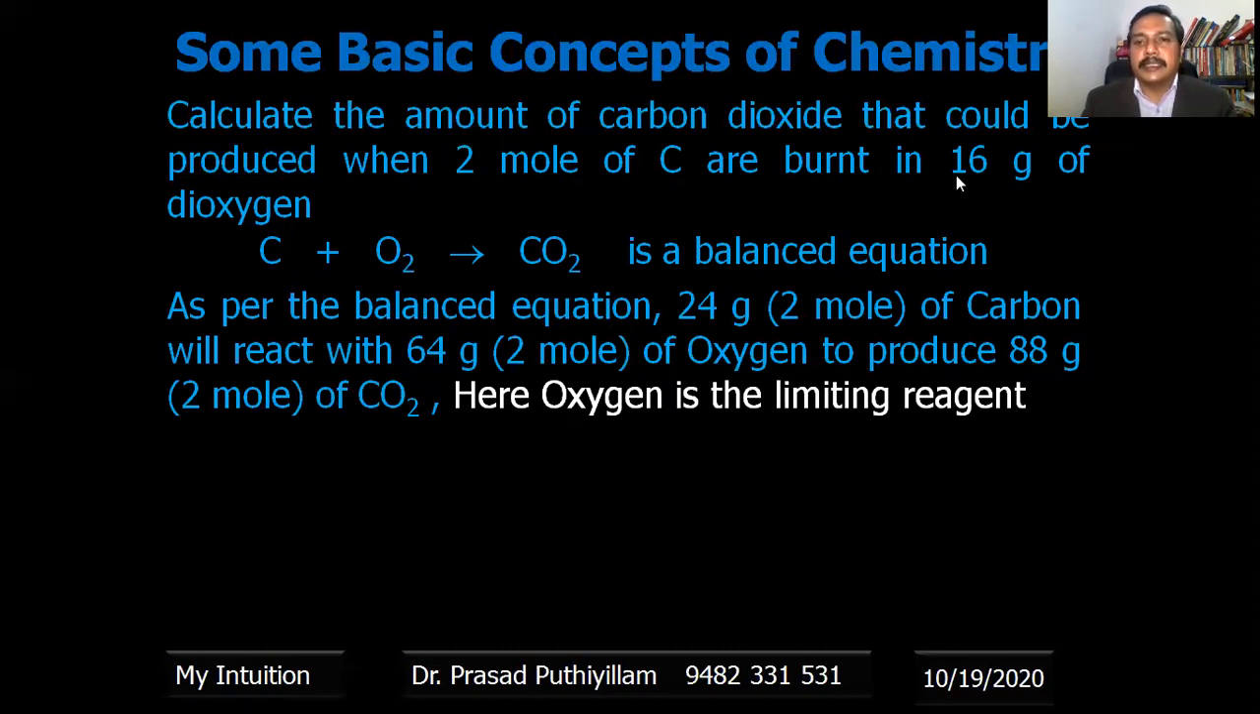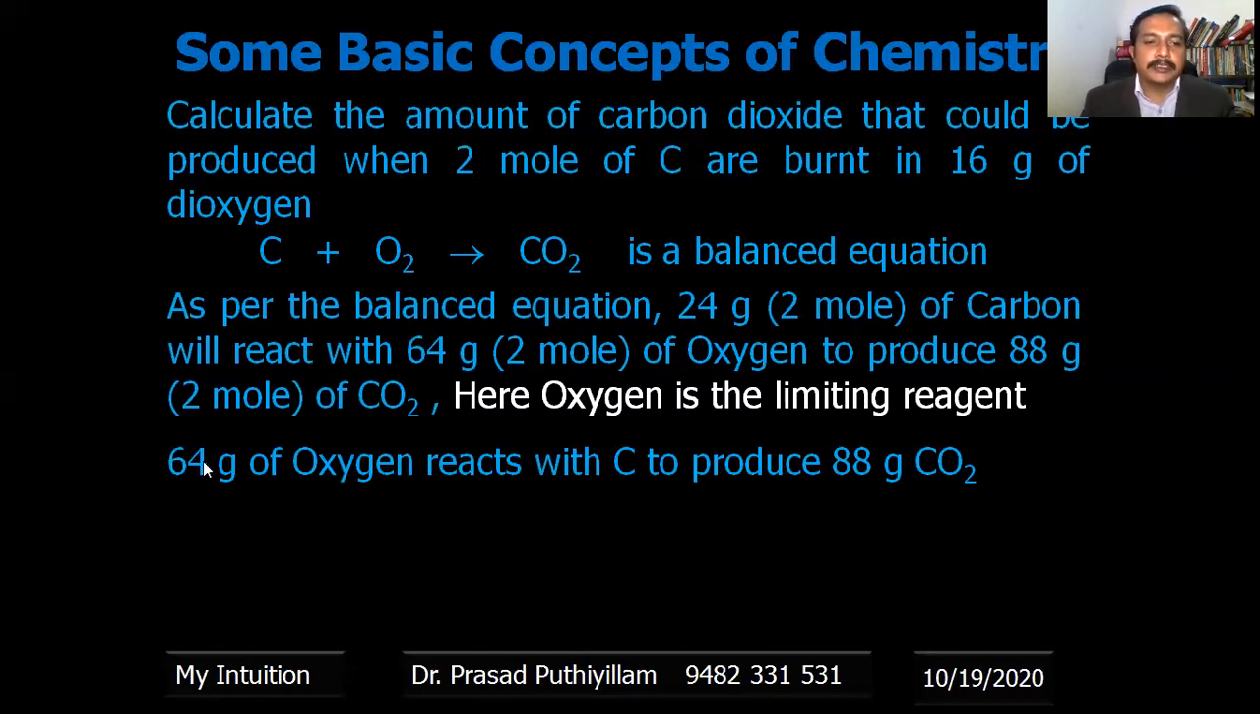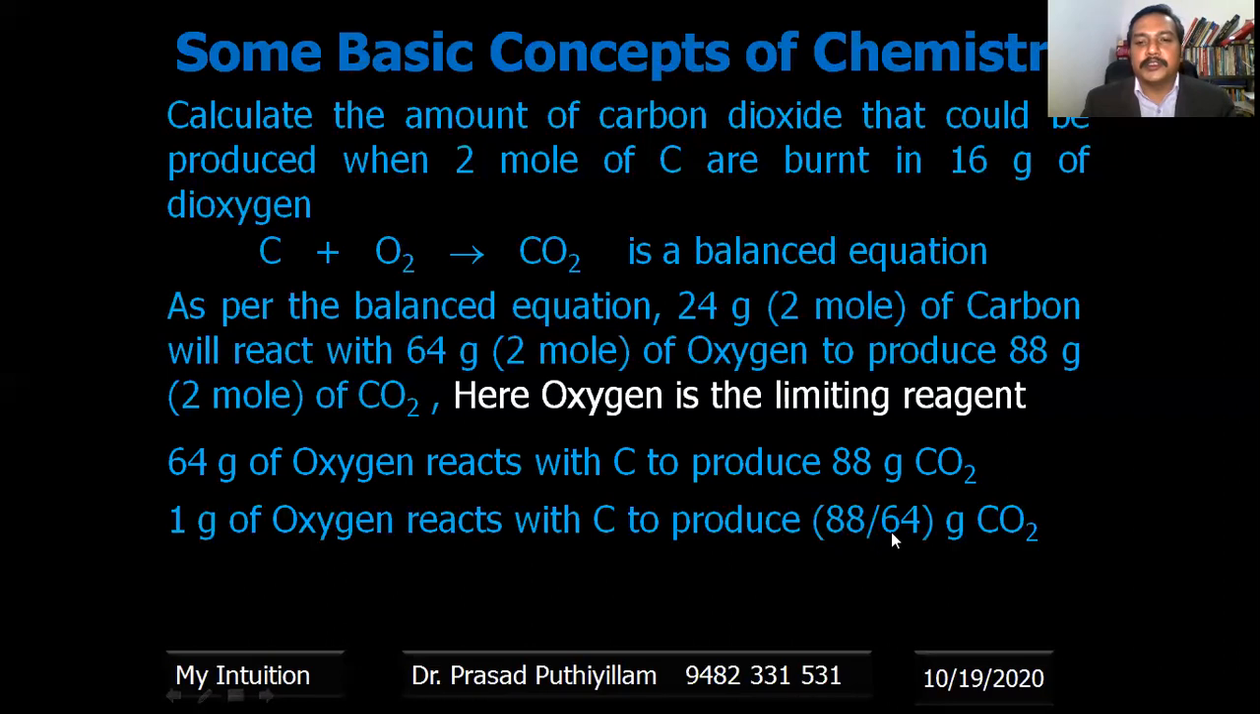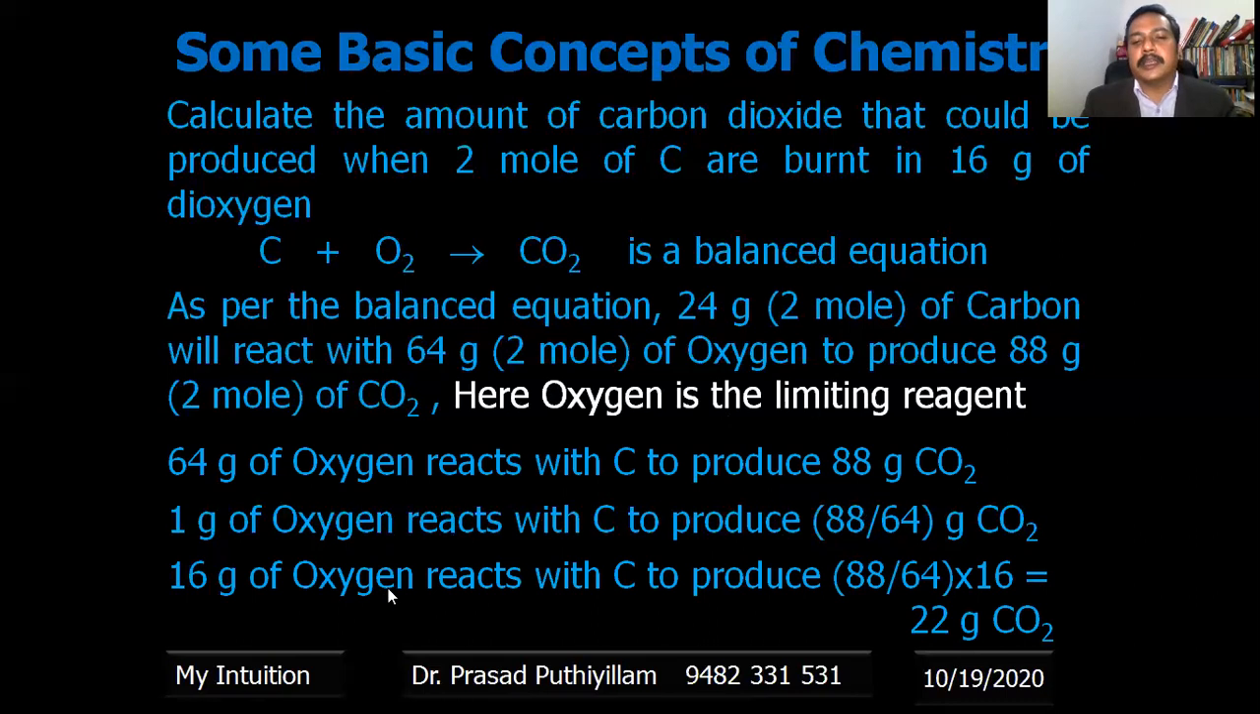So here also 16 gram is provided, but as per this balanced equation, 64 gram can react to get 88 gram of the product. So oxygen here is the limiting reagent, therefore we are not getting 88 gram from this given example. We can say that 64 gram of oxygen reacts with the carbon to produce 88 gram of carbon dioxide. Therefore, 1 gram will produce 88 upon 64 gram of carbon dioxide, given 16 gram. 16 gram of oxygen reacts with the carbon to produce 22 gram of carbon dioxide.